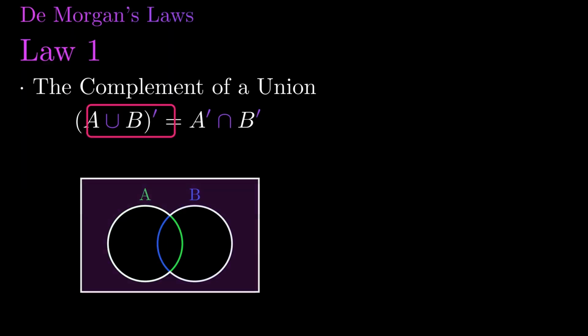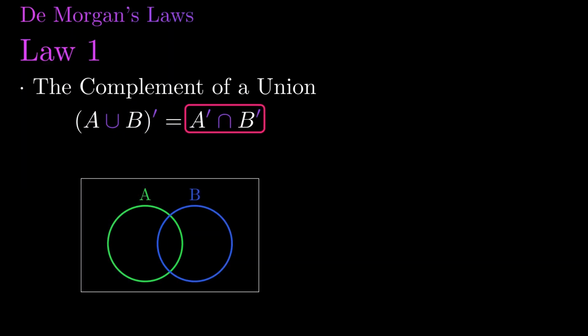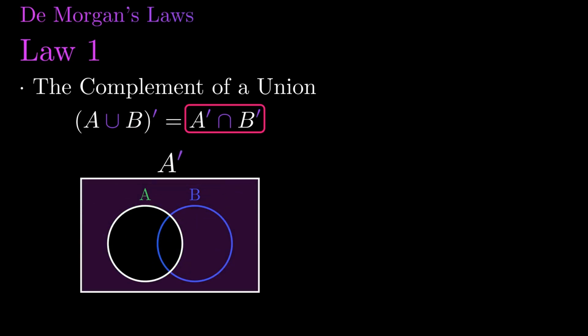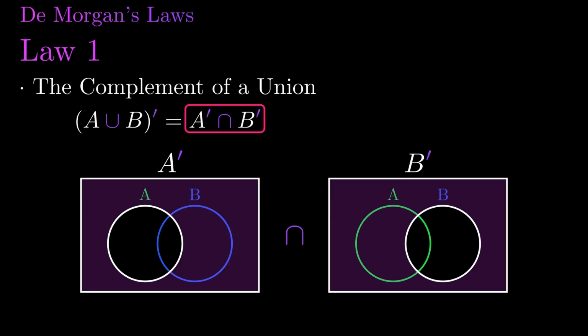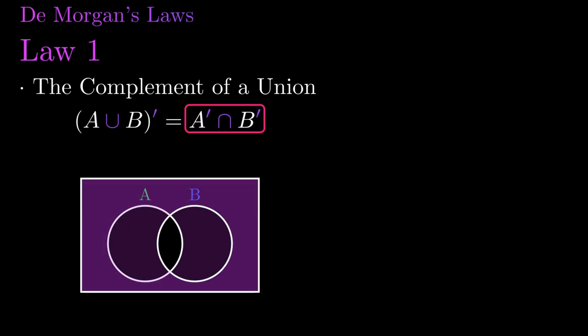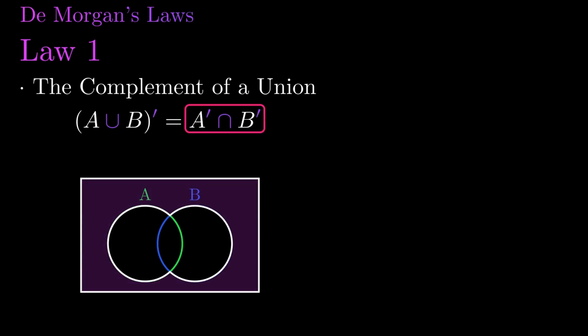The right side, A prime intersection B prime, means first find the complement of A, everything outside A, then find the complement of B, everything outside B. Finally, find the intersection of those two new areas. So, what is outside A and also outside B? It's the same exact region, everything in the universe box except the circles.